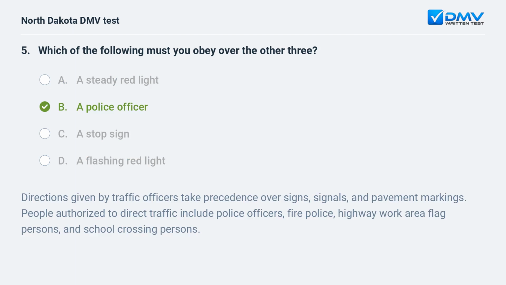B. A police officer. Directions given by traffic officers take precedence over signs, signals, and pavement markings. People authorized to direct traffic include police officers, fire police, highway work area flag persons, and school crossing persons.